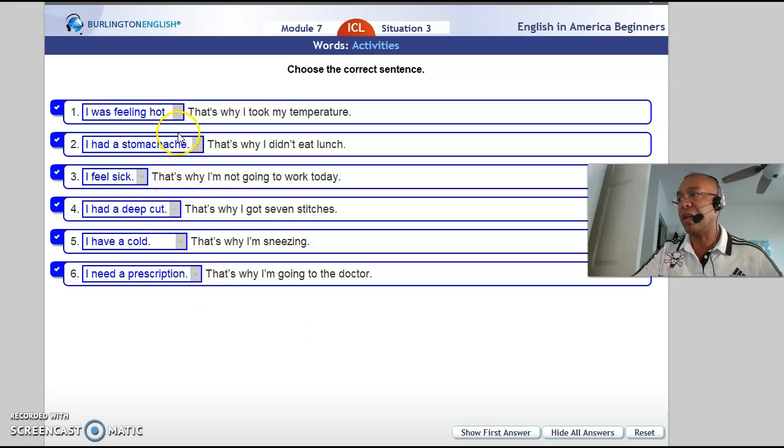I was feeling hot. That's why I took my temperature. I had a stomachache. That's why I didn't eat lunch. I feel sick. That's why I'm not going to work today. I had a deep cut. That's why I got 7 stitches. I have a cold. That's why I'm sneezing. I need a prescription. That's why I'm going to the doctor. Very good. Okay. So let's go back to the next one now.